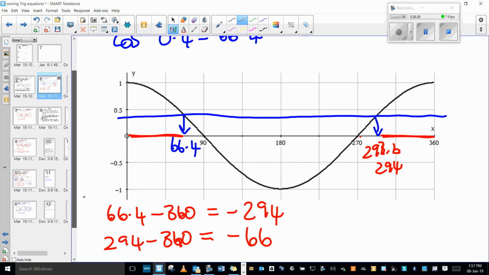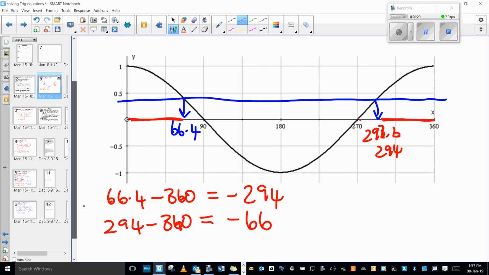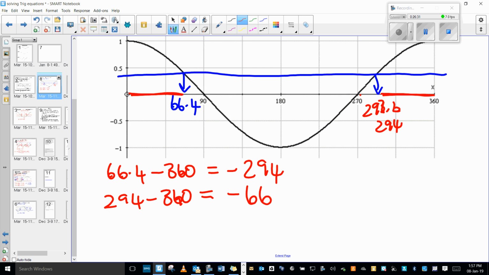One is, one is too far. All right, so our final answer is x equals negative 66.4, 66.4, 293.6. Okay, are we getting the gist of this?